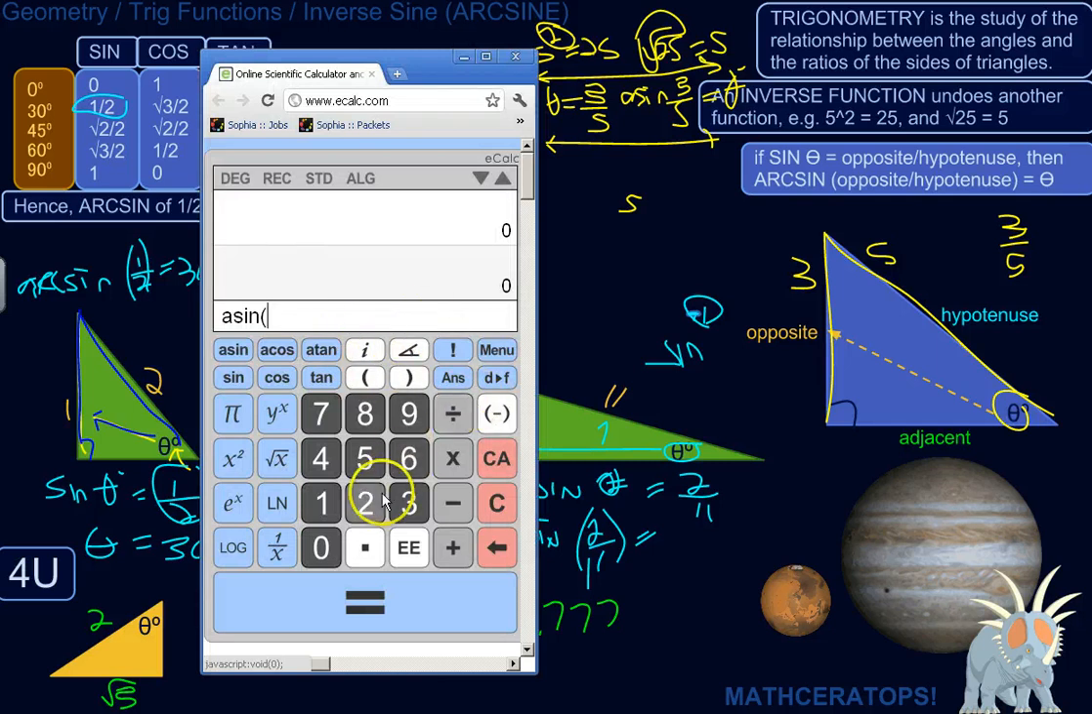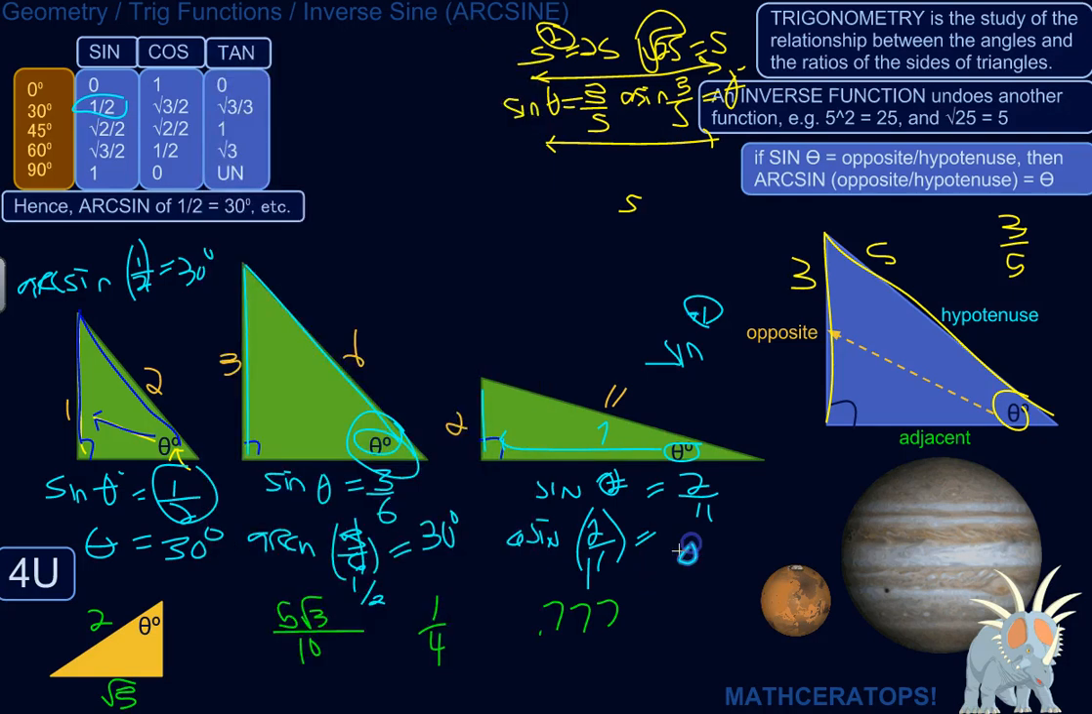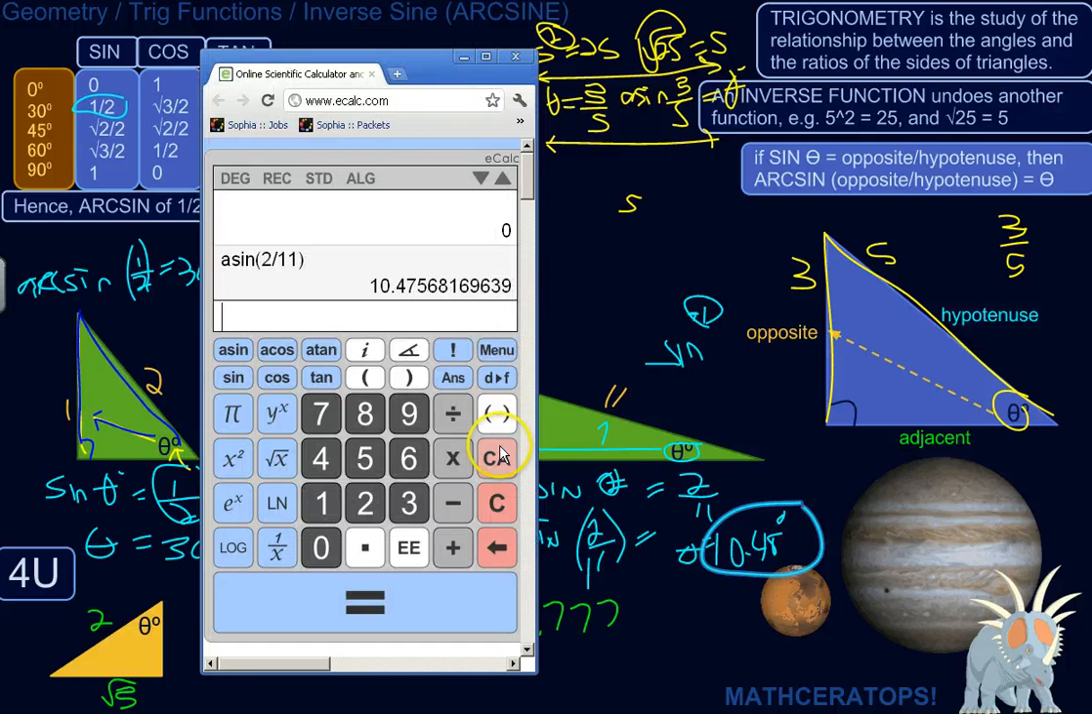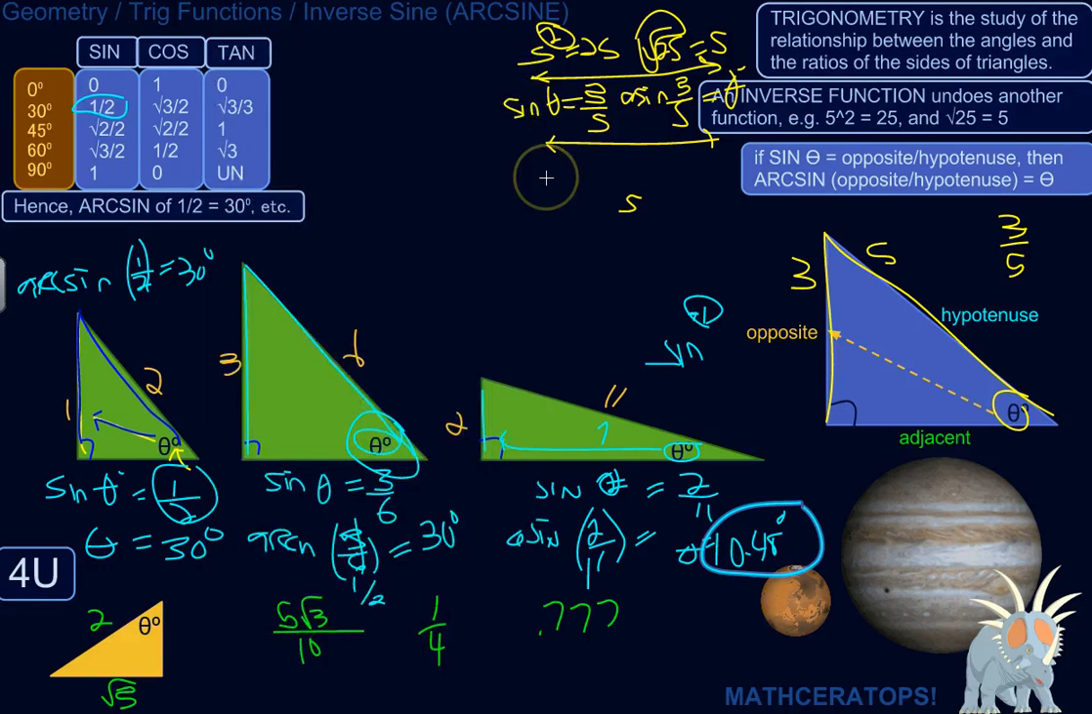So we're going to take the arcsine of 2/11, and that is 10.48 degrees. So the angle 10.48 degrees is the one where if I were to take the sine of it, I would get 2/11, which is 0.181818 repeating. Alright, so that's inverse sine.